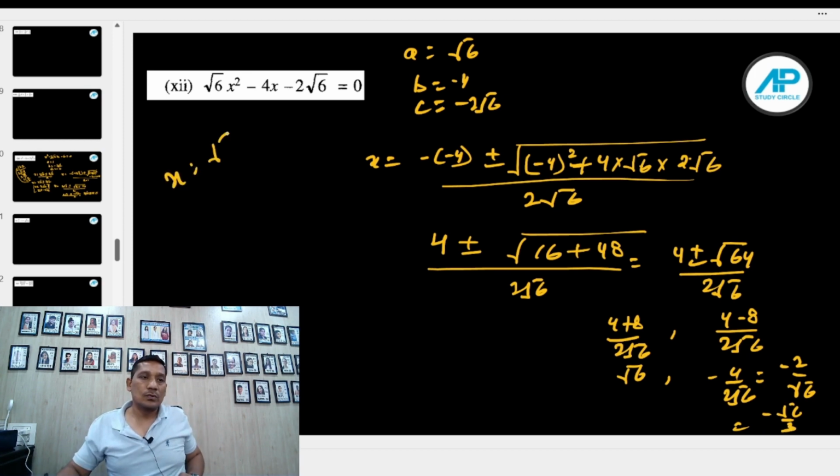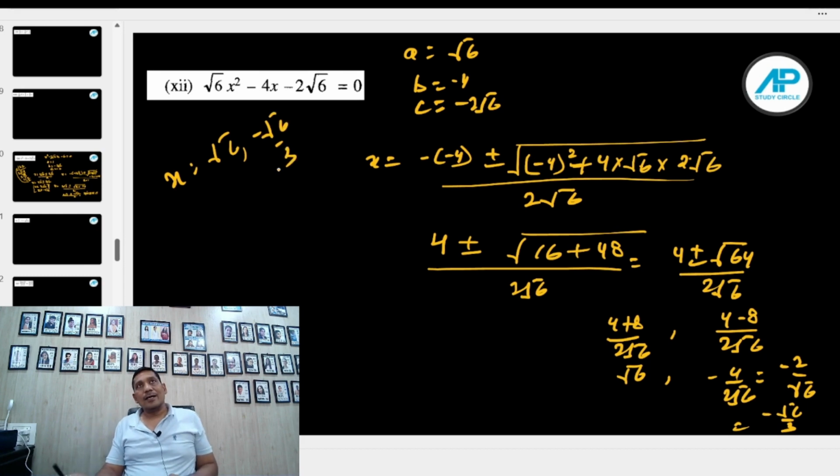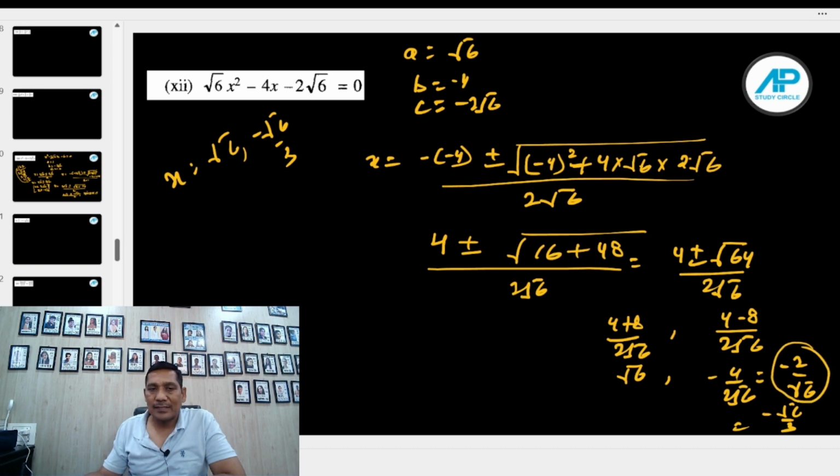x equals root 6, and you know what I've done here? What I've done here is that I have not left the answer with an irrational number in the denominator. I have rationalized it. So you should make a clean habit of not leaving an irrational number in the denominator. If your answer has an irrational number in the denominator, rationalize it once, and try not to leave your answers with a denominator like root 6 or whatever.